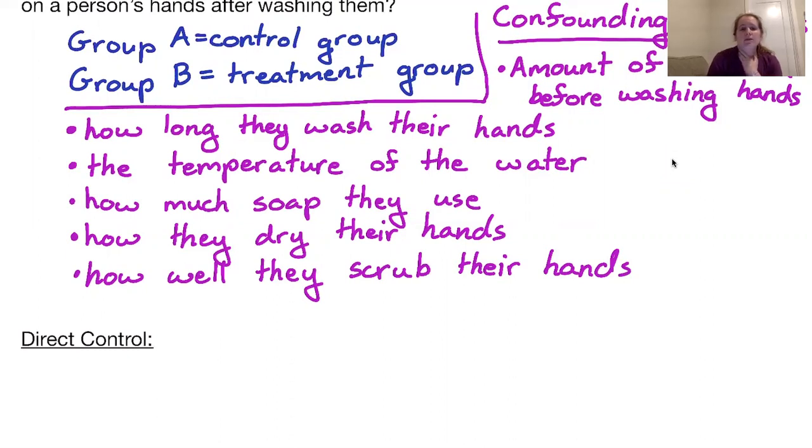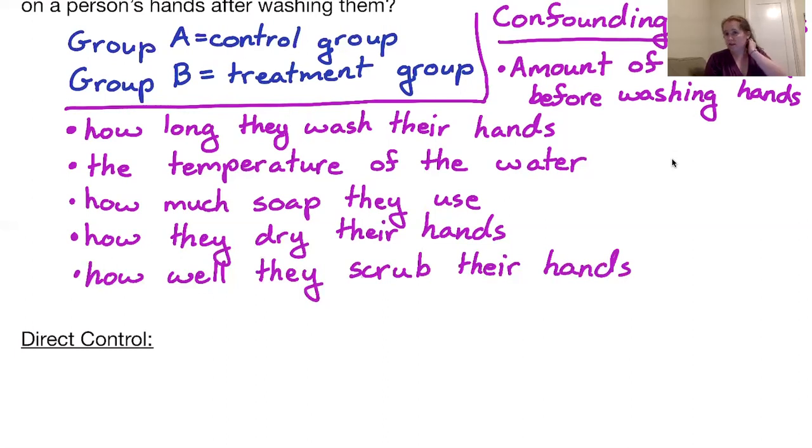washes their hands. So if, for example, we put a bunch of people in group A that wash their hands for 5 seconds and they're really lazy about how they wash their hands. And then in group B, we put a bunch of people who wash their hands for 20 seconds and they scrub really hard. Then, of course, the results will look different. It may not even matter what soap they're using if group B has the people that put more effort into washing their hands.